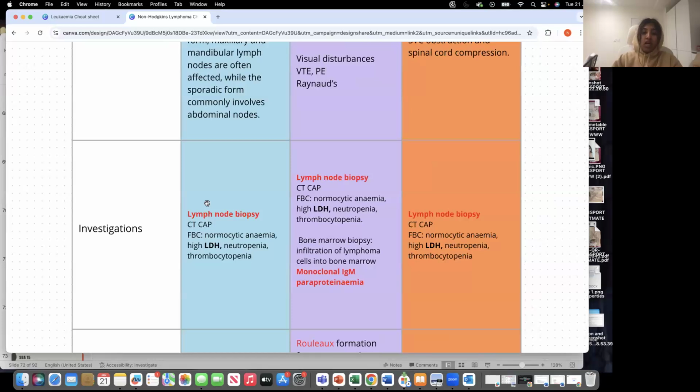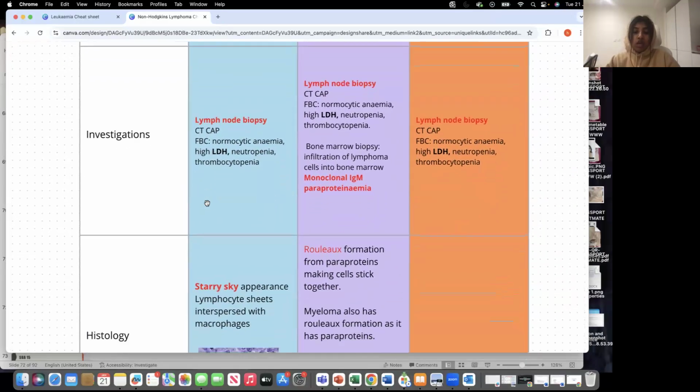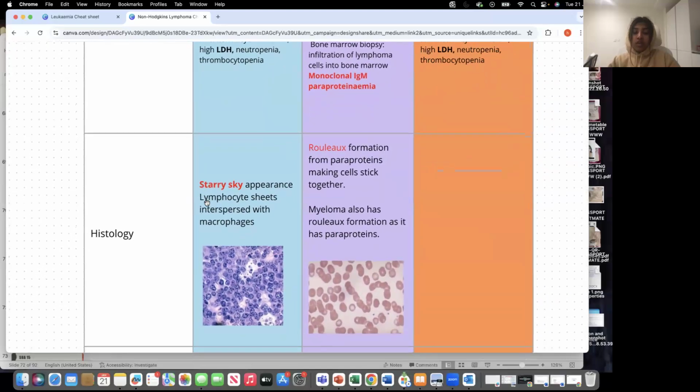Pretty straightforward. Just remember that you also want to do a full blood count and look at the LDH, because a high LDH is a poor prognostic factor in all of them. For Waldenstrom specifically, you want to look for a monoclonal IgM paraprotein, and do a bone marrow biopsy to see that, because that's what sets it apart from the other two. And then histology is a good way of setting them apart.